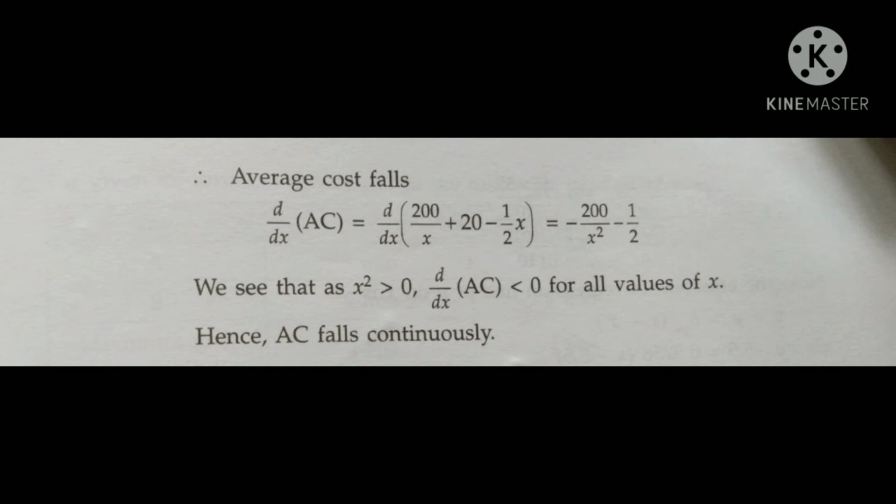The question asks you to find the interval where average cost falls, but here we see that d/dx of average cost, or the first order derivative of average cost, is always less than 0 for any values of x. So for any interval, for any real x, d/dx of average cost is less than 0. So average cost falls continuously.